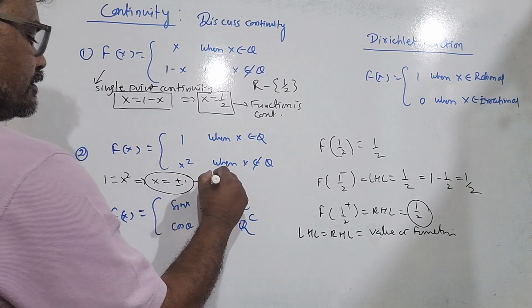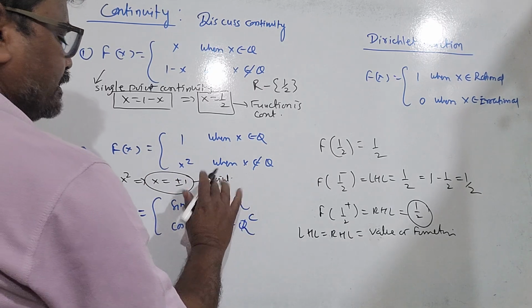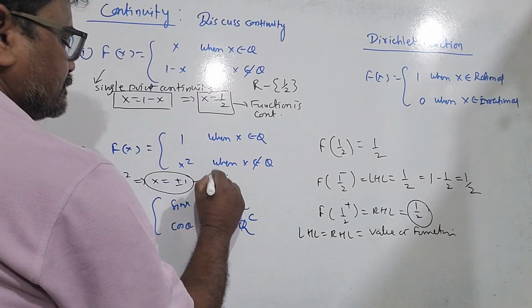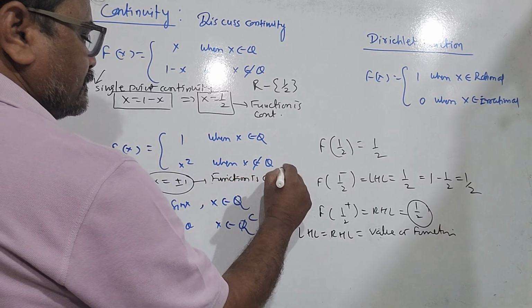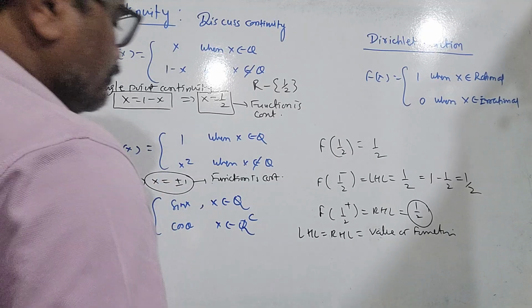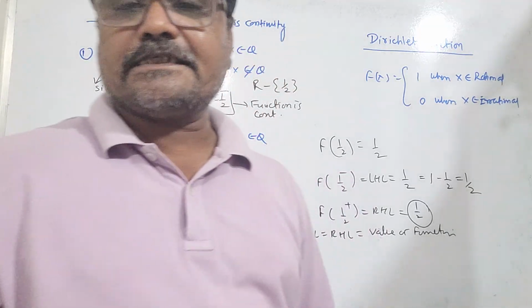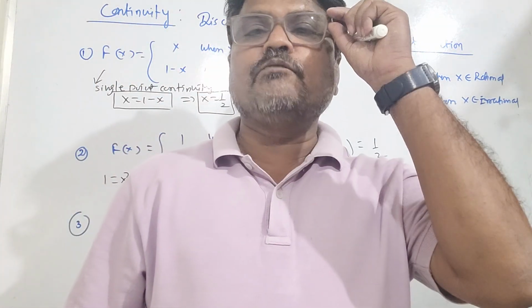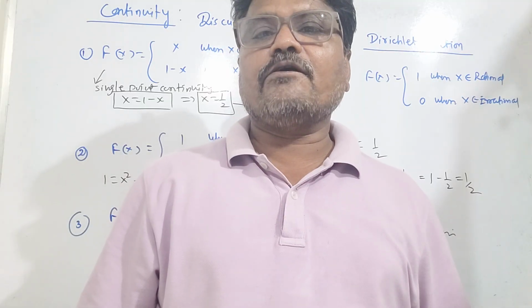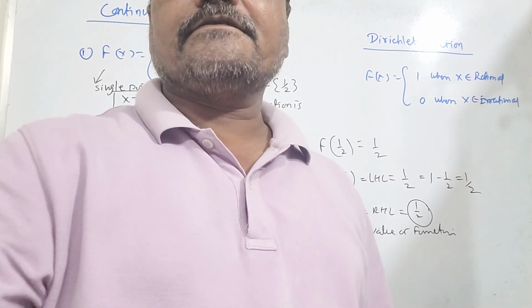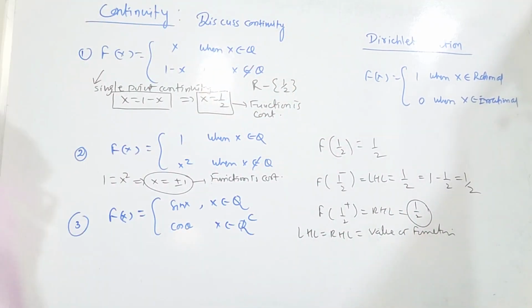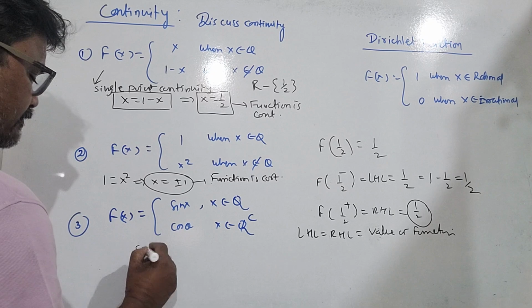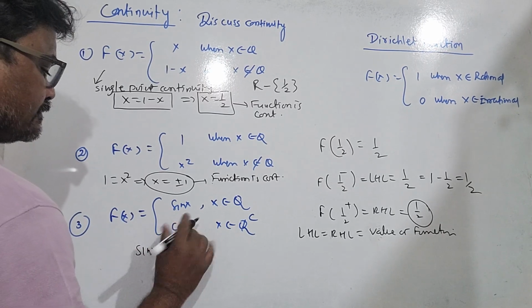Here is the point of continuity. At these points the function is continuous. So this is a 2-point continuity function. This function is continuous at these 2 points only, and in all other points it is discontinuous. Correct? Fine.